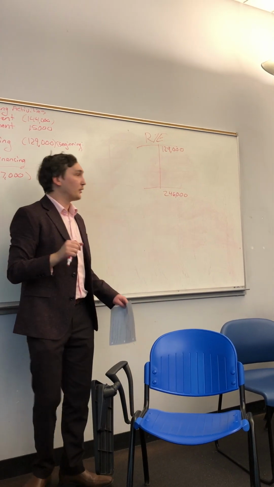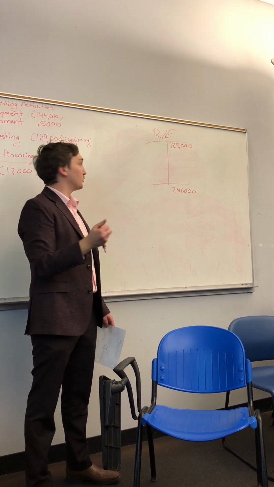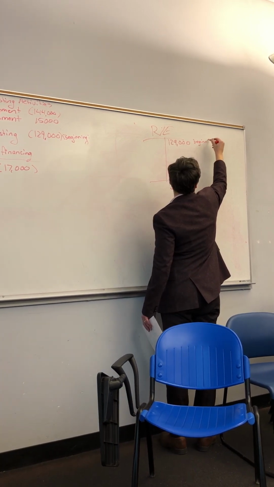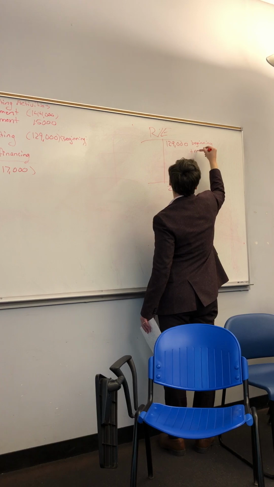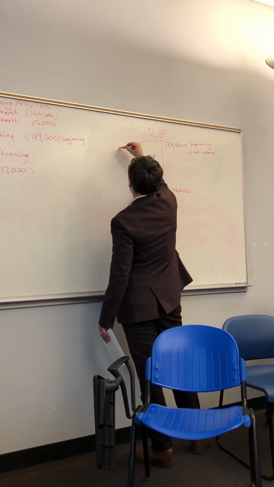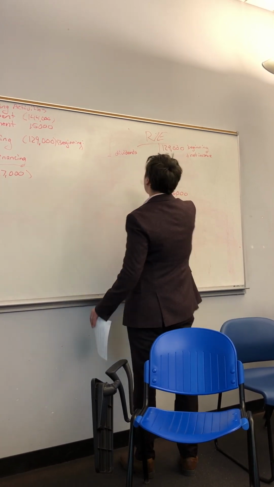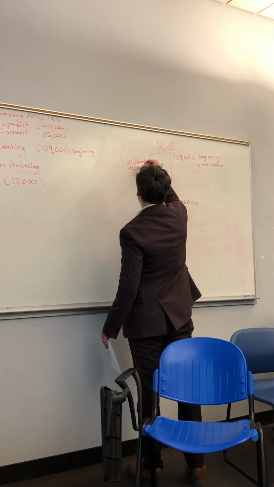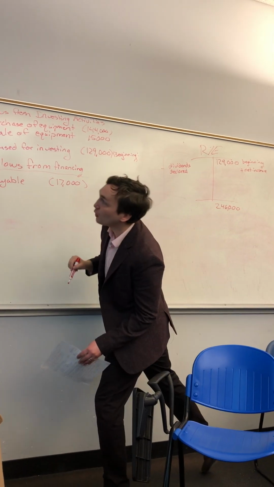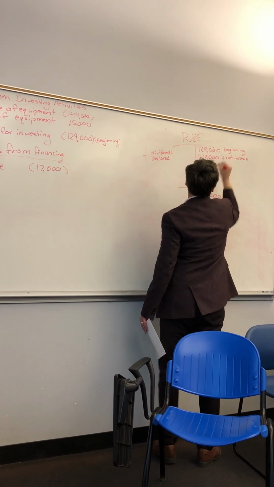What's the formula for retained earnings to calculate ending? Beginning, plus net income, subtract dividends. This would be dividends declared. So what was our net income? What did we have, 212? So we end up with 212,000.